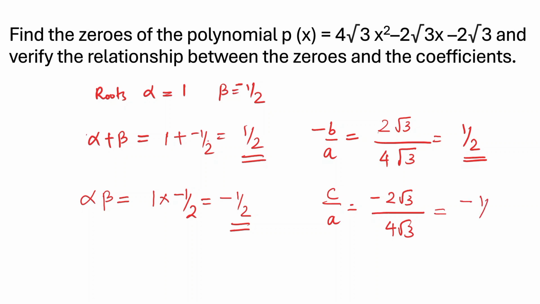Okay, that is negative 1 by 2. So it is also confirmed: alpha beta equals c by a, alpha plus beta equals minus b by a. That also verified.